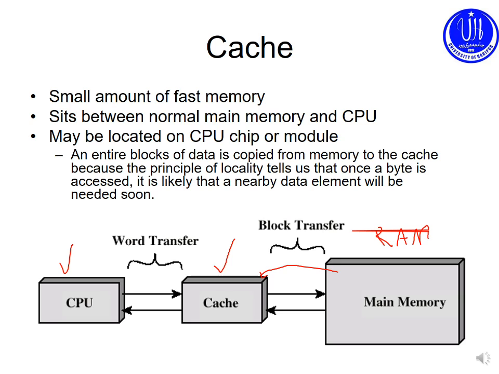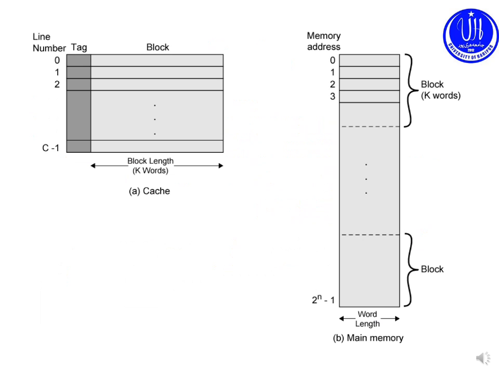In memory the words are stored one by one, but transfers involve more than one word. More than one word is called a block. A block contains one, two, three, or four words, which go from main memory to the cache. Then from cache to the CPU, or central processing unit, it goes word by word. Okay, this is the main diagram.